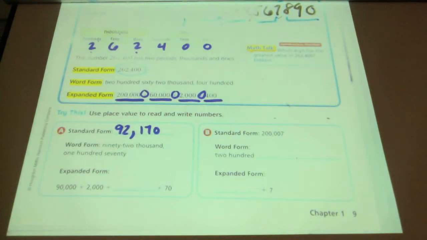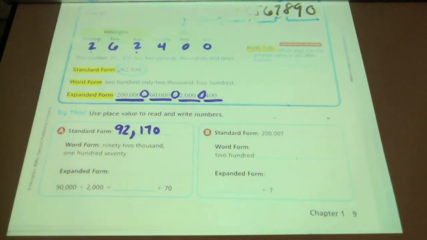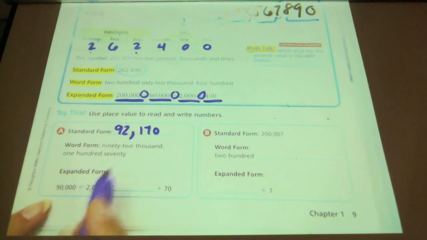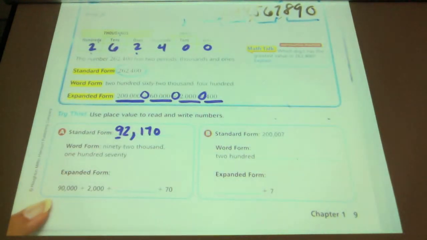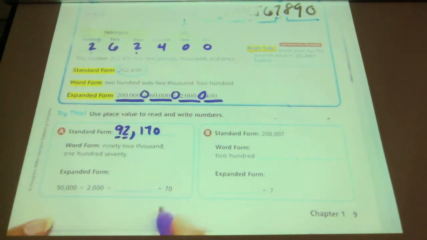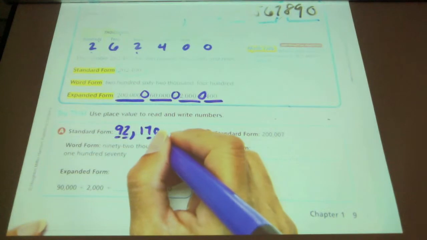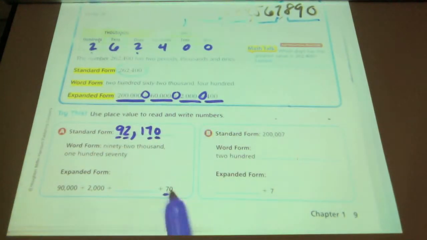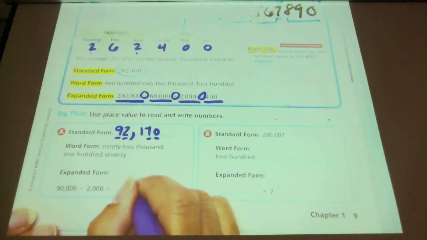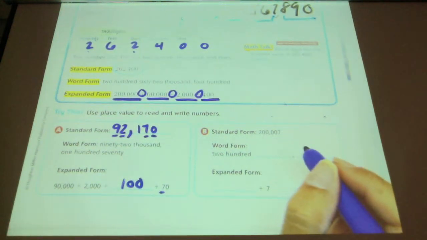Put your pencil down there. The word form is already done. So now I'm going to go into the expanded form. I have 90,000, that takes care of the 9-digit. 2,000 takes care of the 2-digit. And I see the 70, that's taking care of that digit. And also there's no 1s. So that digit's taken care of. All I have to do is take care of this 1. What is the value of the 1? 100. Okay? Let's do the next one together first before you guys write.